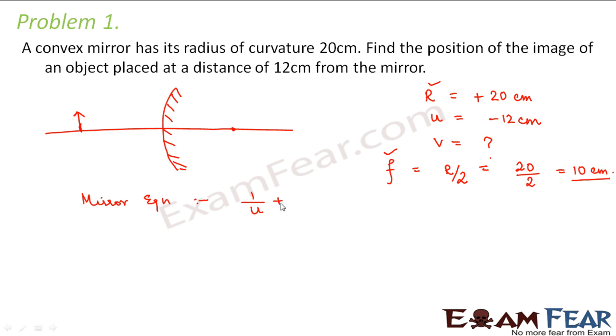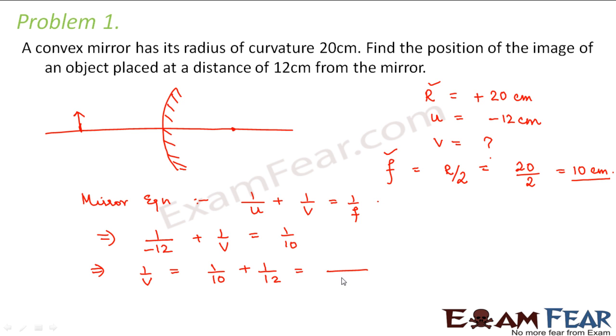So what is the standard mirror equation? It is 1 by u plus 1 by v is equal to 1 by f. So here we can say 1 by minus 12 plus 1 by v is equal to 1 by 10. So we can say 1 by v is equal to 1 by 10 plus 1 by 12. So this comes out to be 11 by 60. Therefore, v becomes equal to 60 by 11 centimeters. So here v comes out to be positive.